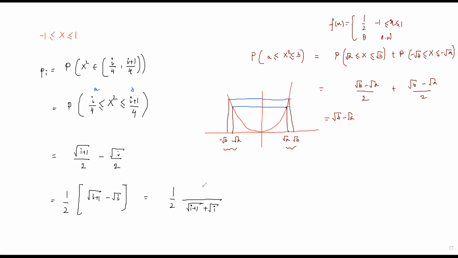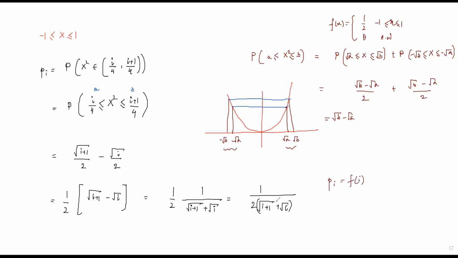So upstairs we get just 1. Therefore we get 1 by twice of root I plus root I plus 1. So now your question is, what really helps? Why is this useful? It's useful because you can understand this is a function in I, right? Pi is a function in I, okay?